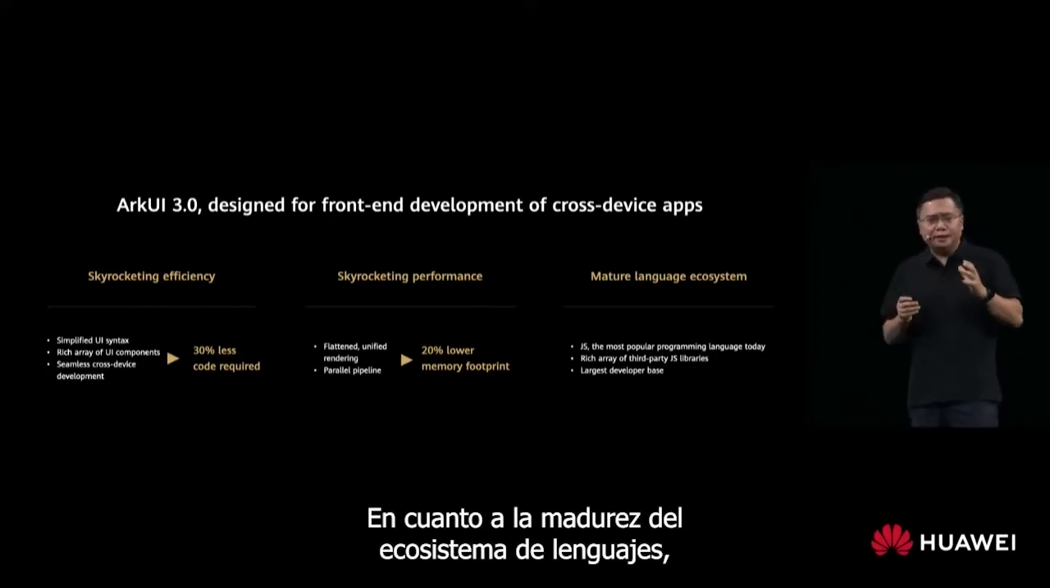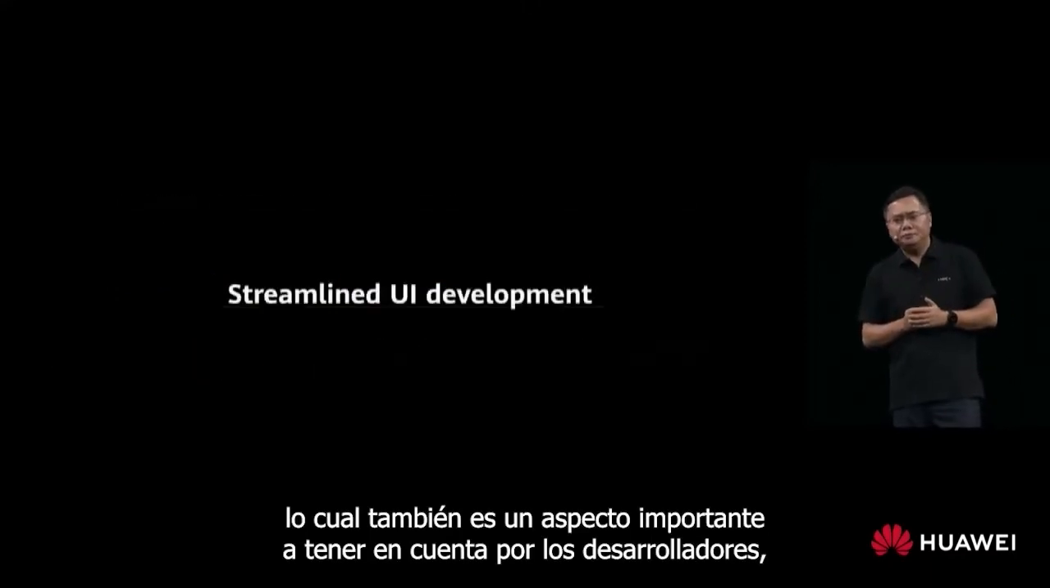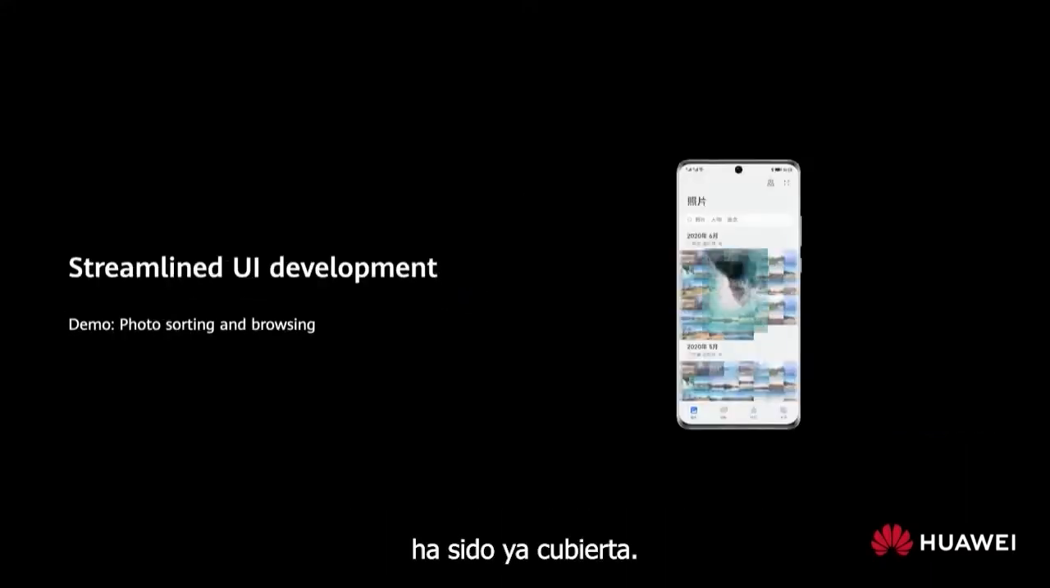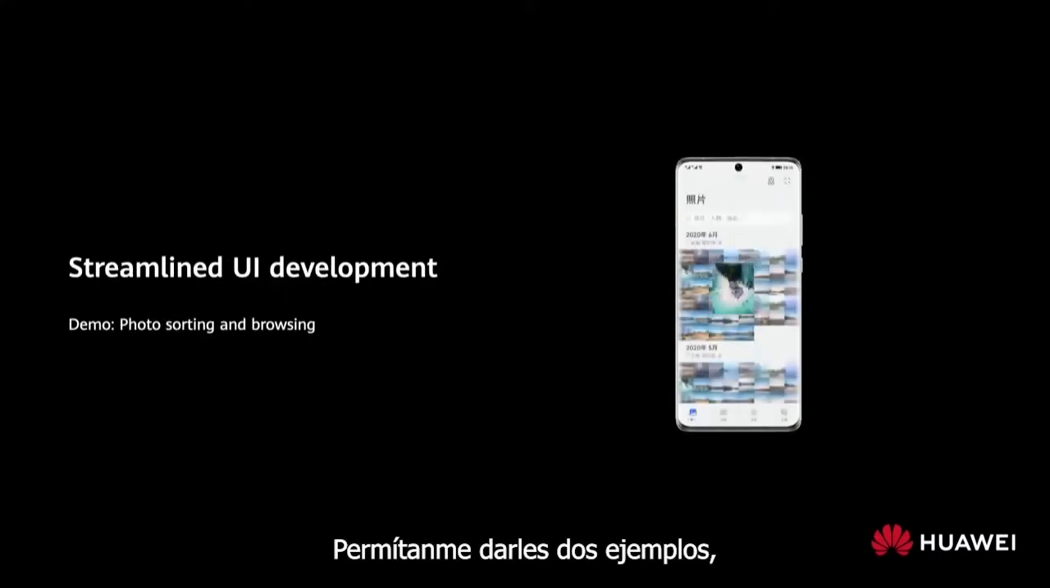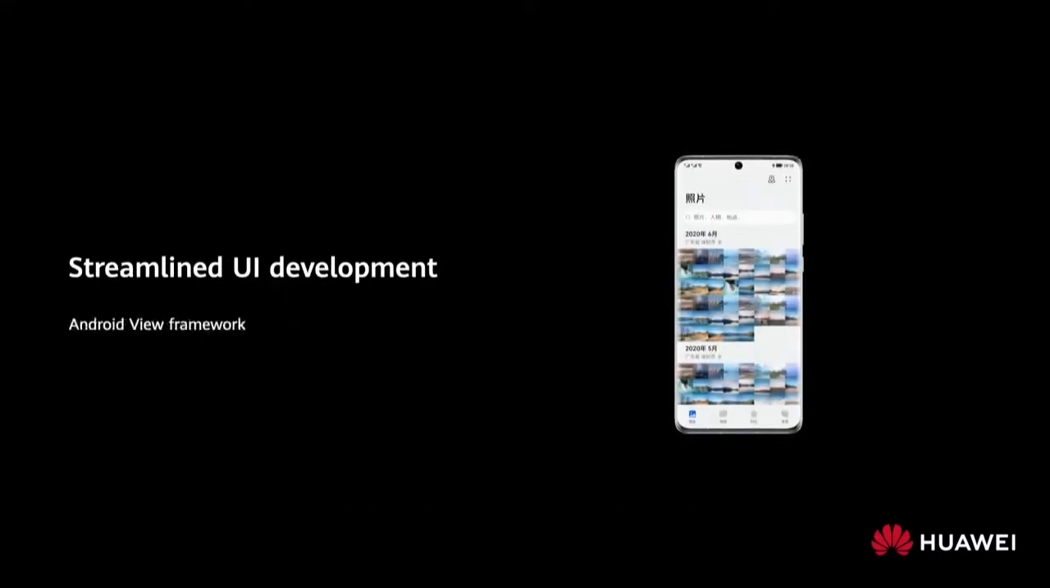In terms of language ecosystem maturity, which is also an important aspect of consideration for developers, we also cover that. Let me give you two examples. First, the photo sorting and browsing.